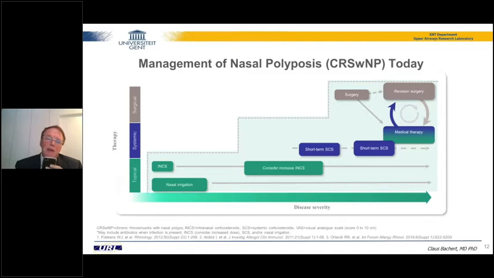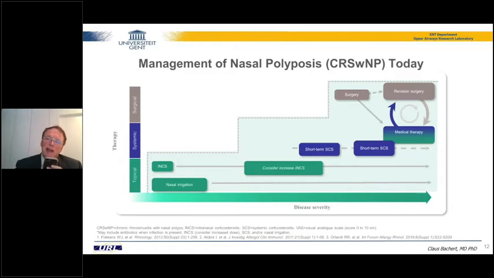In polyps, we treat pragmatically with nasal steroids. We increase the dose, we go to short-term systemic corticosteroids, and as you see on the right side, we go to surgery if this medical treatment is not enough, go back to medical treatment, do revision surgery, and we do have about a third of our patients with nasal polyps ending up in a vicious circle between revision surgery and medical therapy, obviously not really knowing how the next step should be to get them out of this vicious circle.